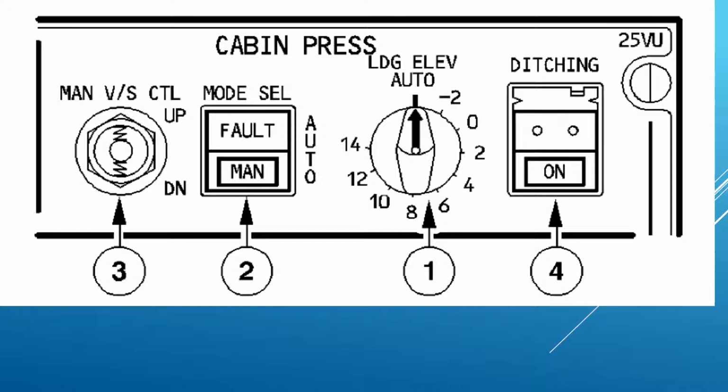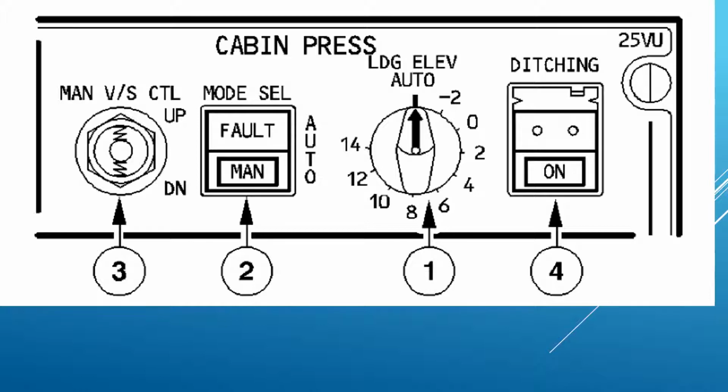Starting off with number 1, this is a landing elevation selector. This is only used if you're operating the system in manual mode. Normally the switch would be as pictured here, in the auto position, and in this situation the pressurization system will take the landing elevation from the flight management and guidance computer. If you're operating in manual mode, you select your own landing field elevation, and you can rotate it away from the auto position and select any one of those numbers, or any position in between.